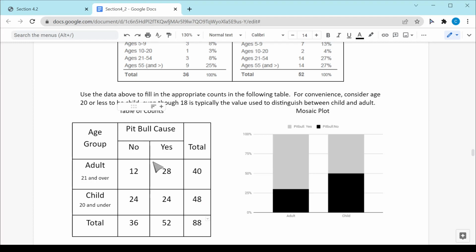And then we could use this table to create this 100% stacked column graph, or the Mosaic plot. And what we would be interested in comparing here are the gray boxes for the adults compared to the gray boxes for the child, because that's the situation where pit bulls were the cause of death.